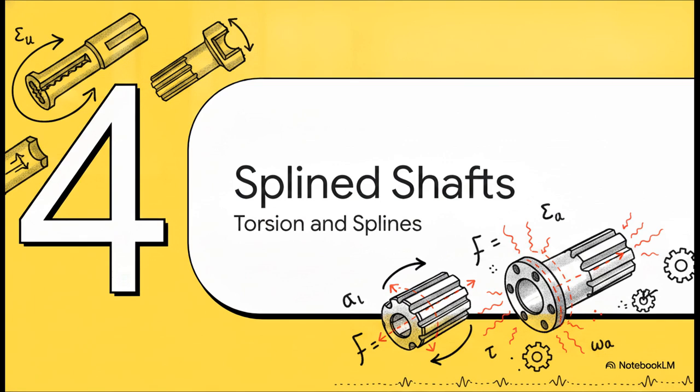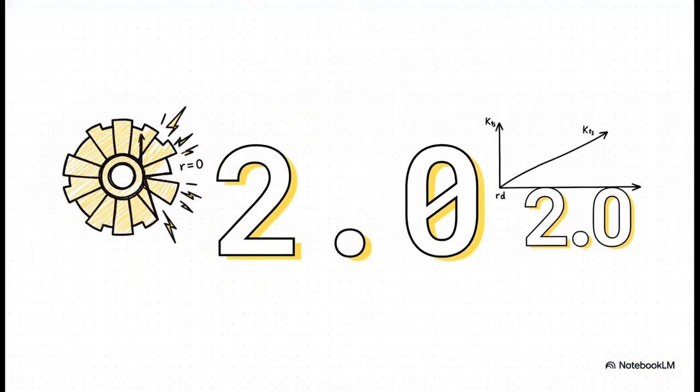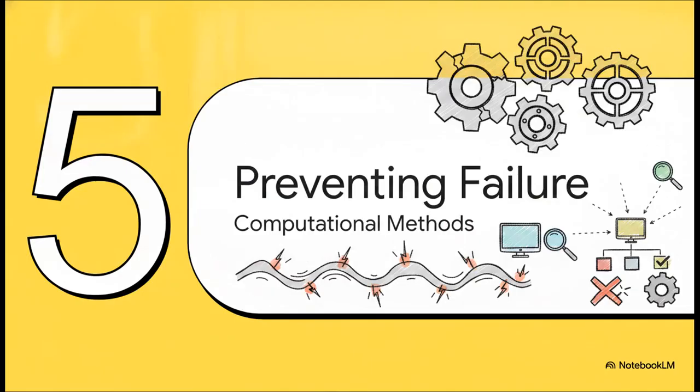Section 4. Spline shafts in torsion. Look at this. The source data reveals that when the fillet radius ratio, the R/D, approaches 0 in a longitudinal groove like a spline, the KTS stress factor hits exactly 2.0. So if you design a spline with a perfectly sharp, unrounded inner corner, you are literally doubling your stress right out of the gate. Let's move on and see how this all builds together, because there are modern methods to stop these catastrophic failures.